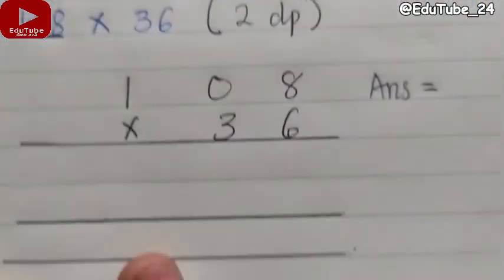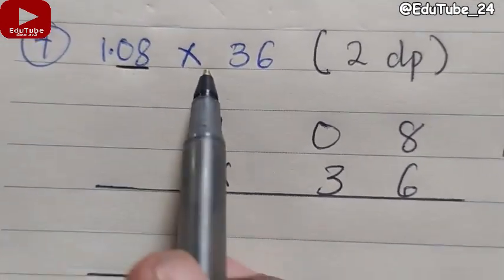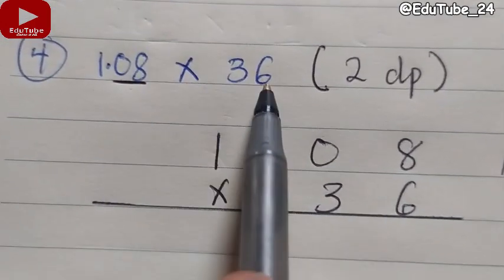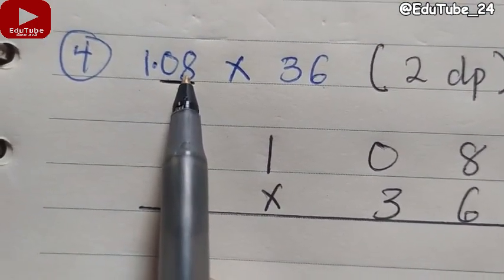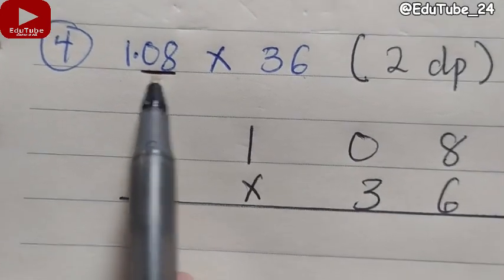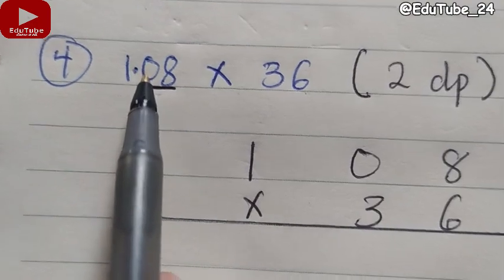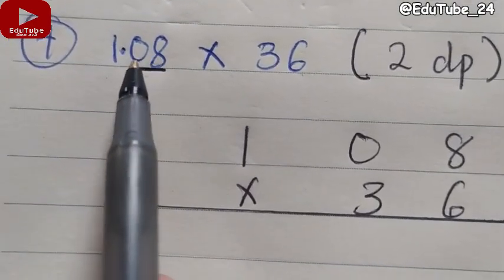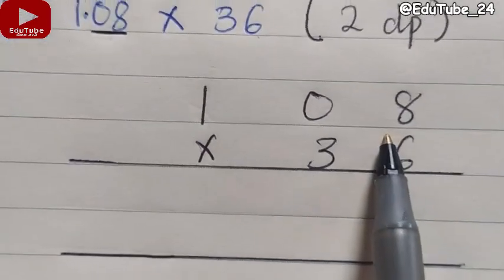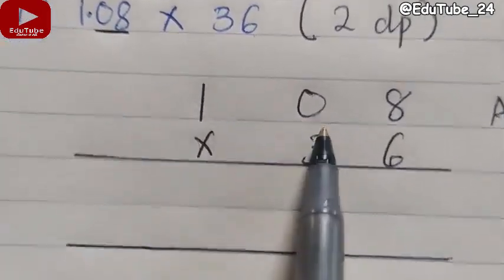Now, our last example, number 4, which is 1.08 times 36. In this case, we have only one decimal number, in our multiplicand, which has 2 decimal places, because we can count 2 digits after the point, regardless of whether the number is 0. So we have 2 decimal places here, which is this and this. Now we arrange the numbers in columns like regular multiplication. So 108 times 36, ignoring the decimal point.